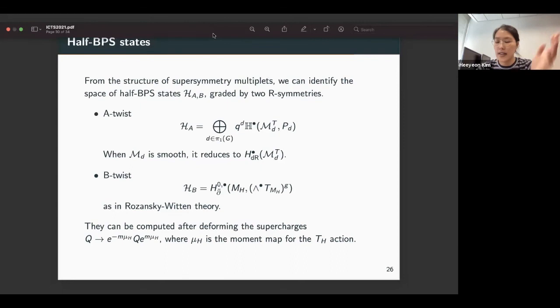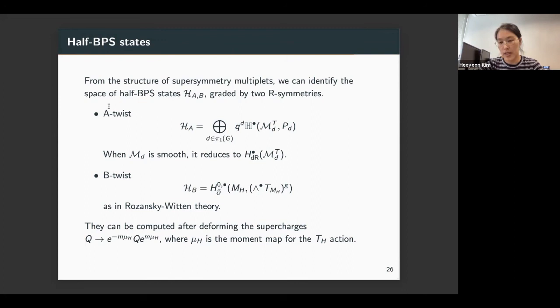For this discussion, we will focus on the half BPS states, which are the states that preserve 4 out of 8 supercharges in 3D N=4 theories. If you look at the structure of the supersymmetric multiplets of the 1D effective quantum mechanics, it's straightforward to identify the space of these half BPS states, which I will denote by H_A and H_B, graded by the two R-symmetries of the theory. For the A twist, due to this minus-one shifted symplectic structure, you can check that the space of half BPS states can be written as a certain hypercohomology of the fixed locus of the U(1)_t action. When M_D is smooth, this just reduces to the de Rham cohomology of the fixed locus of the U(1)_t action.